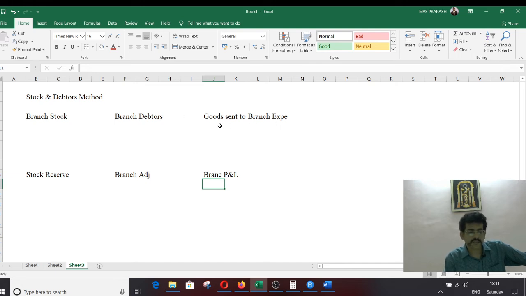Ultimately stock has to be reduced. So ultimately send this to stock and debtors. I mean, send this transaction to where? Your branch stock account. I have to transfer this amount to the branch stock account. That's it. Now, with this, your goods sent to branch account is closed. Whatever balance there is, head office is sending the goods to branch at loading. Whatever amount of loading is involved, what am I supposed to do? Transfer that to stock reserve.